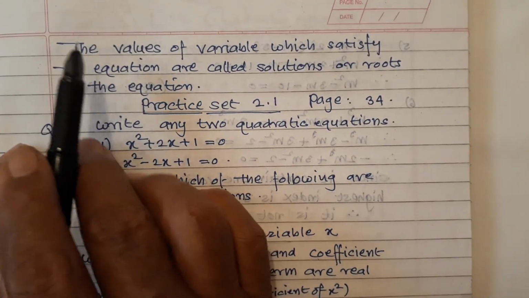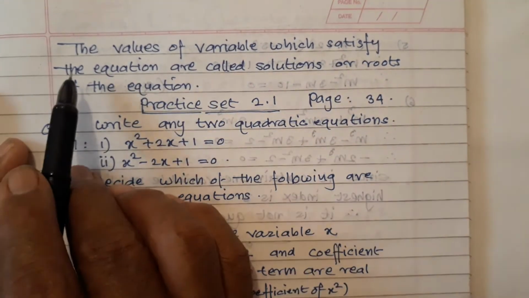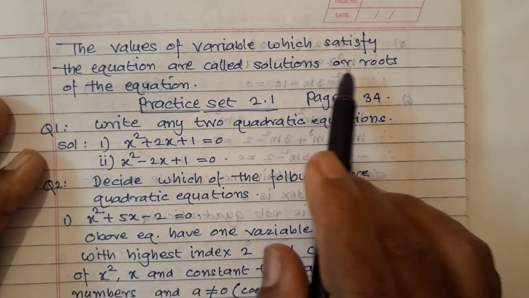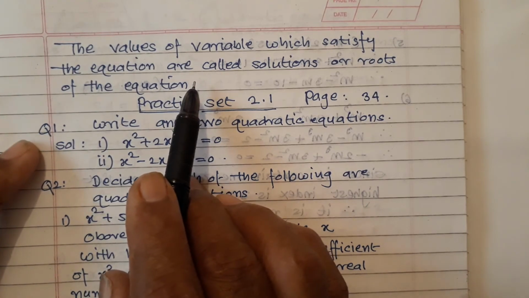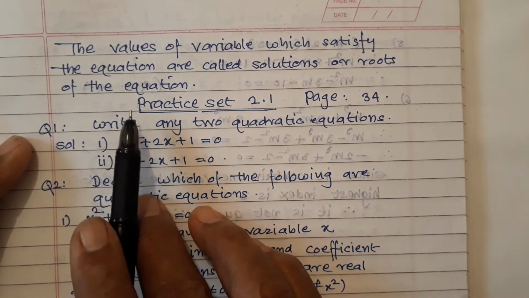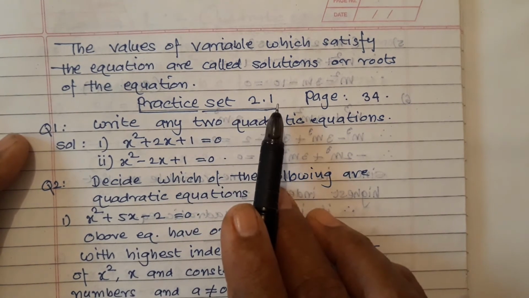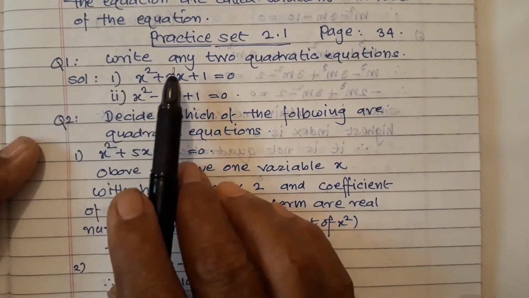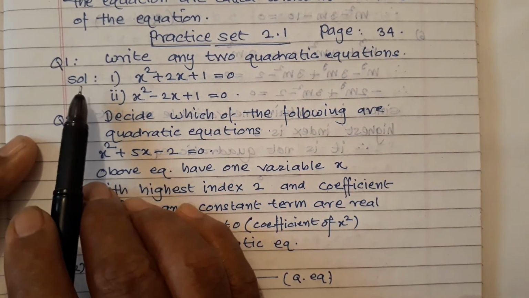Now that means the values of the variable which satisfy the equation are called solutions or roots of the equation. For more explanation, I will take some examples from practice set 2.1, page 34. Okay.